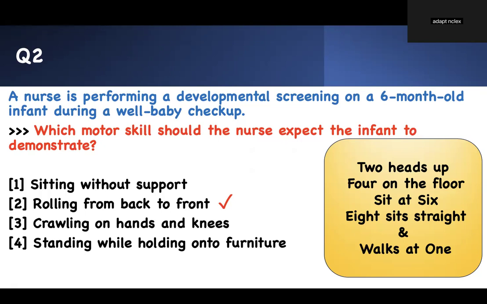And at 8, you sit straight without support. And at 12, they're walking with some support. So the mnemonic is what? 2 heads up, 4 on the floor, sit at 6, 8 sit straight, and then walk at 1. Write this down. Whenever you see your question, this is the area they usually test.